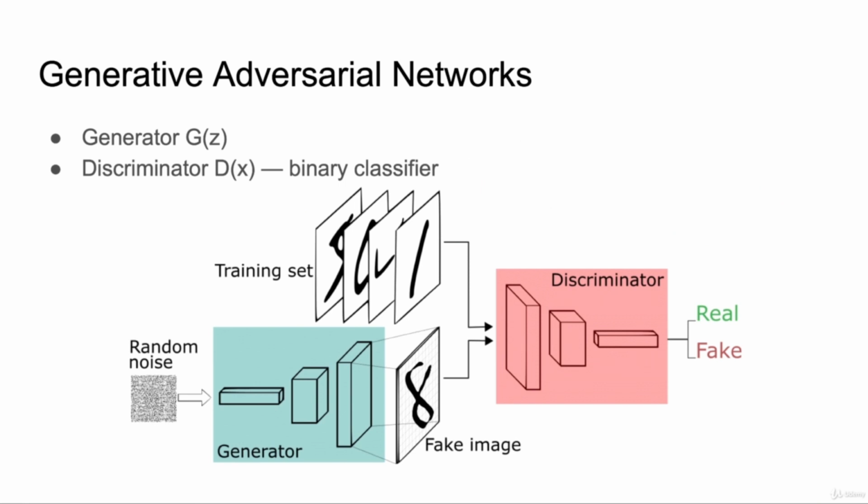We have two neural networks, the generator and the discriminator. The generator tries to generate a realistic object, a realistic image. The discriminator tries to distinguish between this generated object and a training object, a real object. So the discriminator is a binary classifier which has two classes, real and fake, and tries to learn the difference between the fake class and the real class. On the other hand, the generator tries to deceive it.